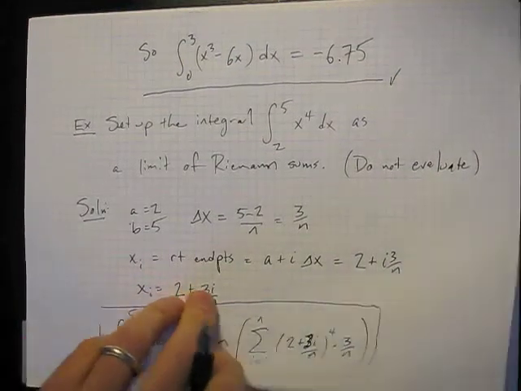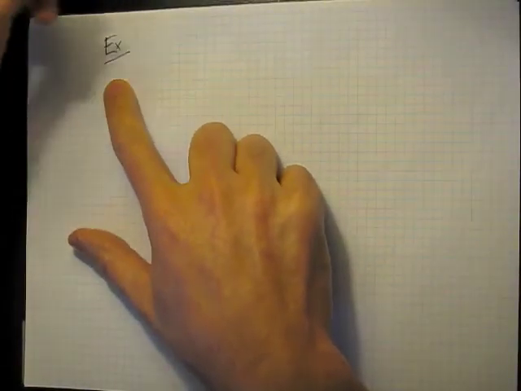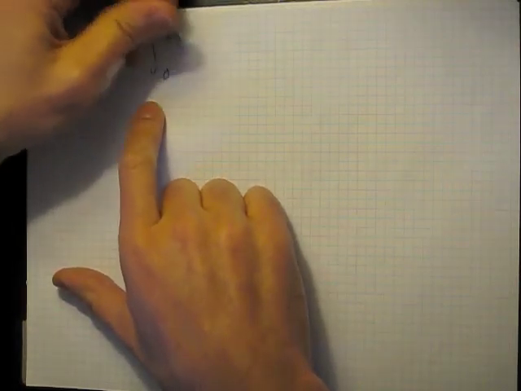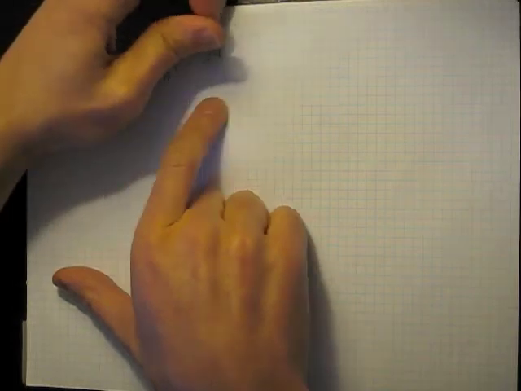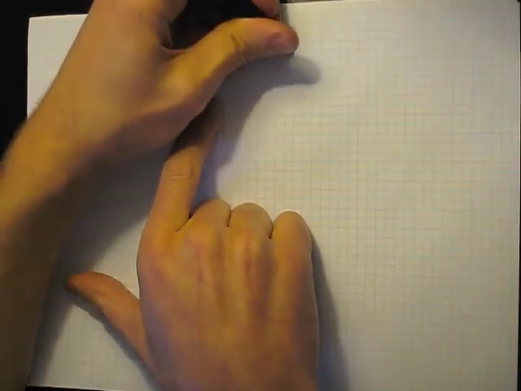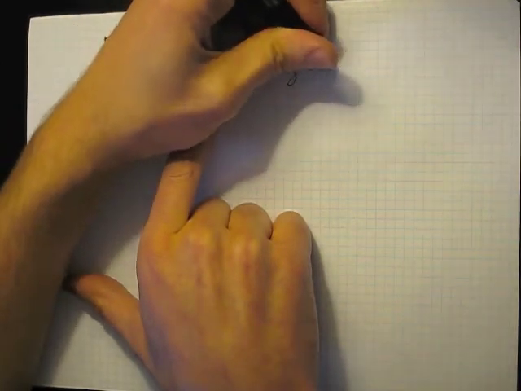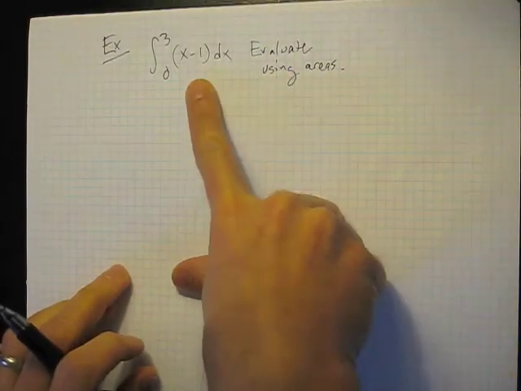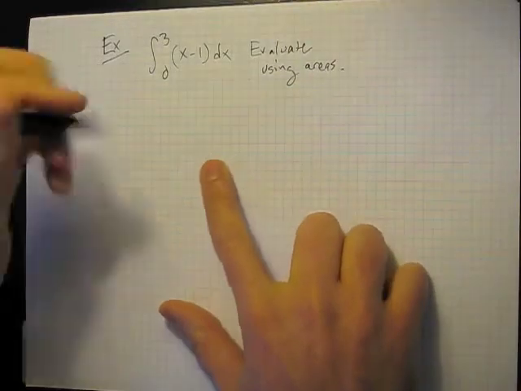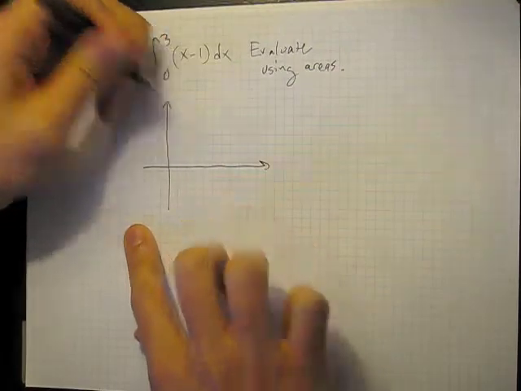Okay. Let's do another example where we just use the geometric definition of the integral. So how about this question here? Evaluate using areas. Okay. So anytime you see a question that says evaluate an integral using an area, you don't have to use the limit definition in any way. All you have to do is know what the graph looks like and see if you can figure out what it is.